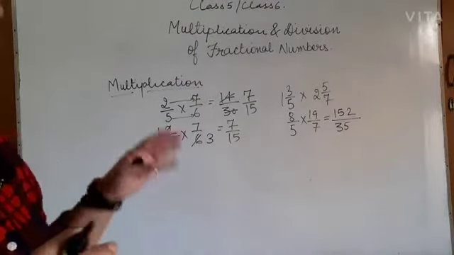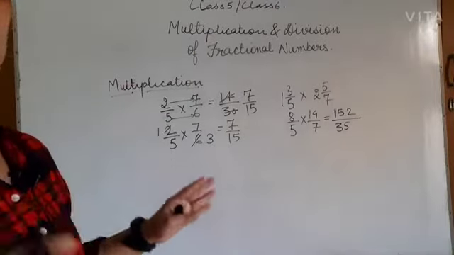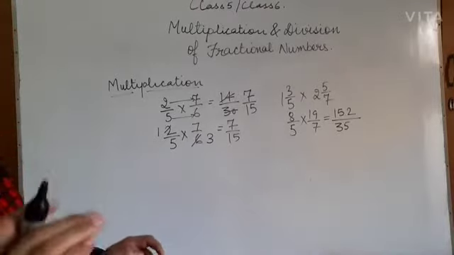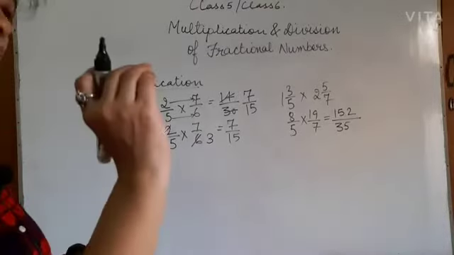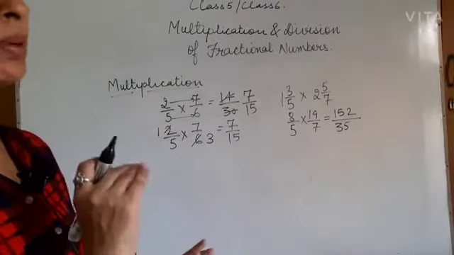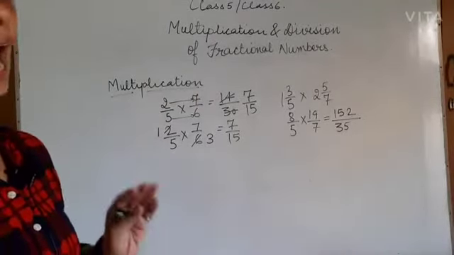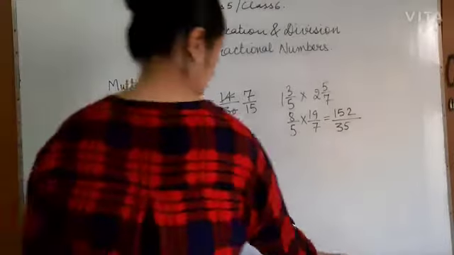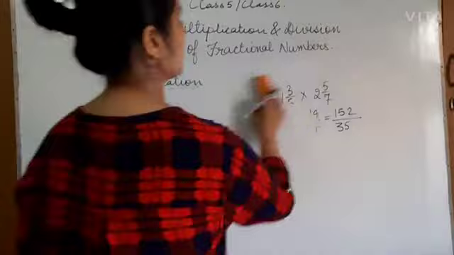Whenever you are multiplying any 2, 3, 4, any number of fractional numbers, just see, is any cutting possible between the numerator and denominator of the fractions? And if no cutting is possible, just multiply all the numerators and then all the denominators. Otherwise, do cutting and then proceed. Let us take one more example.